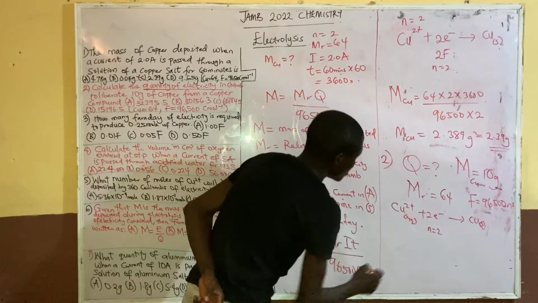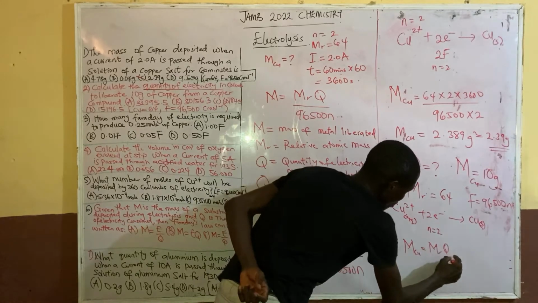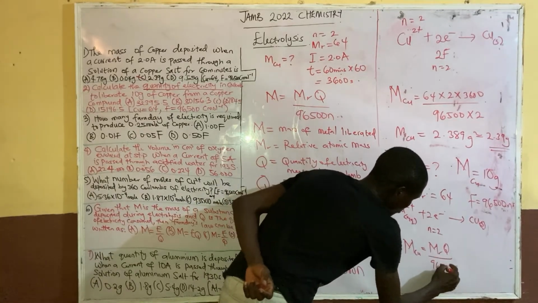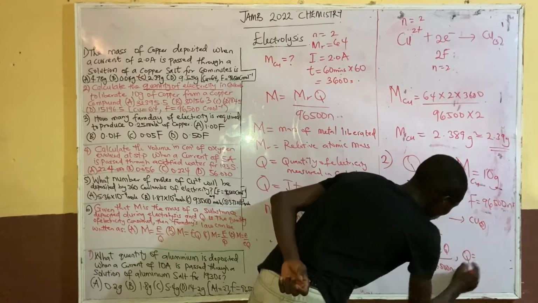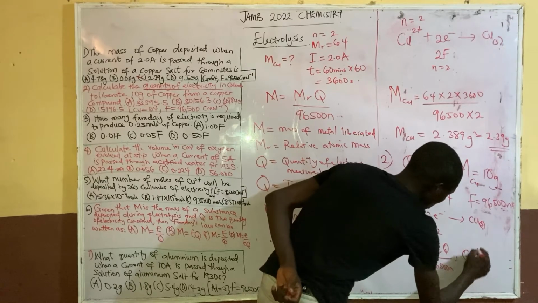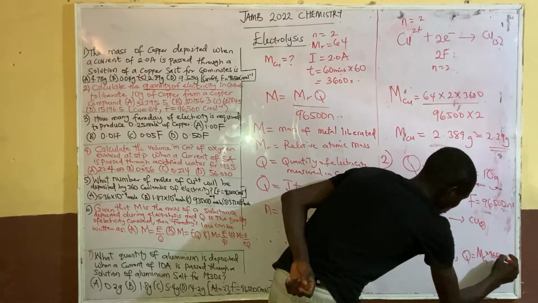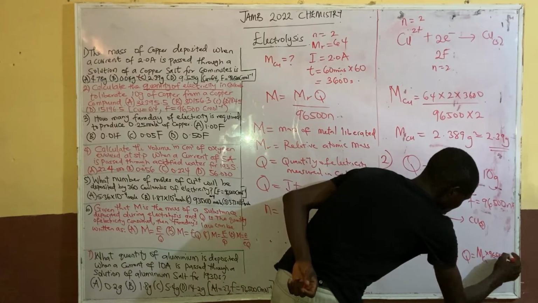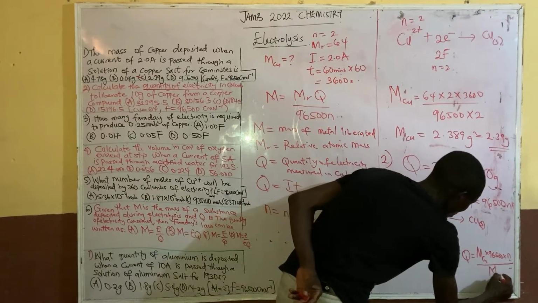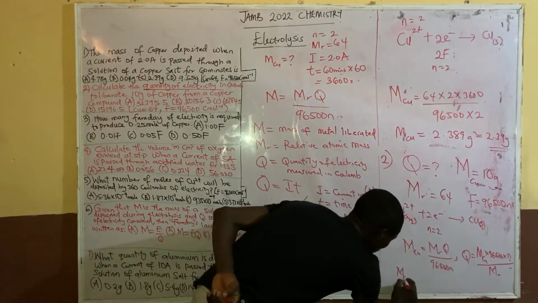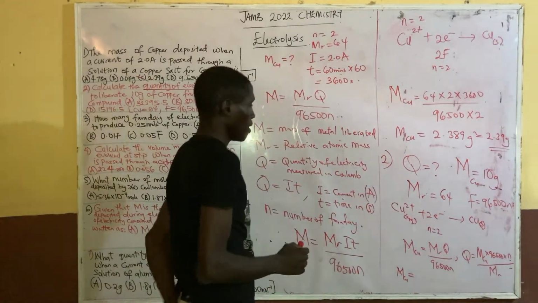So Mr Q, now, n copper equal to what? Mr Q all over 96,500 n. So if you make Q the subject of the formula, we have Q equal to mass of copper multiplied by 96,500 multiplied by n all over Mr. When you substitute it, what do you have?